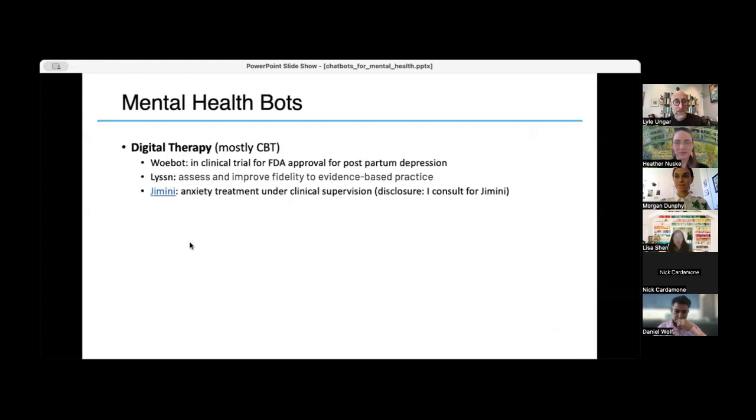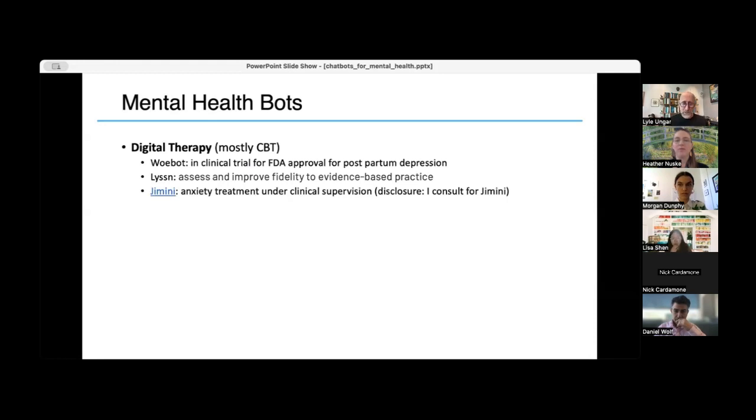So on the digital therapy space, most of the bots are trying to do things that are quite structured, mostly cognitive behavioral therapy. I mentioned Woebot, which is currently in clinical trials for FDA approval. There is another successful one, and these are all for-profit companies, called Lyssn, which tries to help.